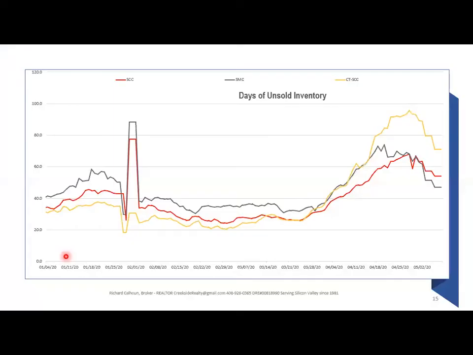So here you can see days of unsold inventory for the 3 counties. And when I say 3 counties, it's Santa Clara County, San Mateo County, and the third is San Mateo and Santa Clara County combined condo townhouses. And you can see that all 3 were increasing, which was a slowing market. You can basically see a plateau, and then you can see a decrease.